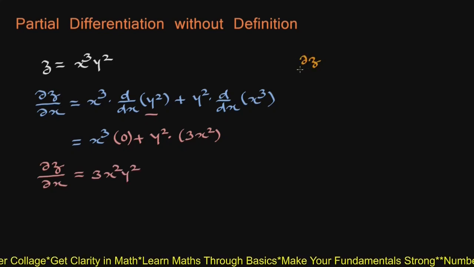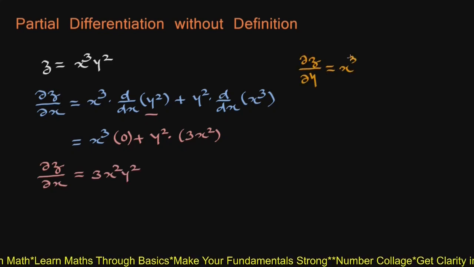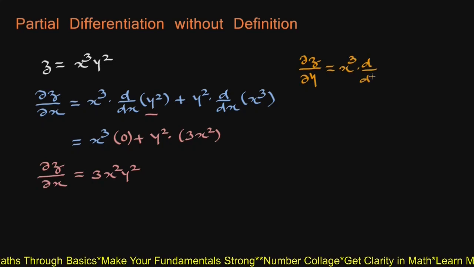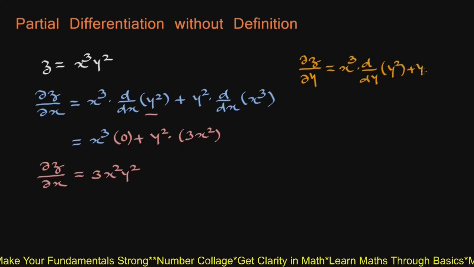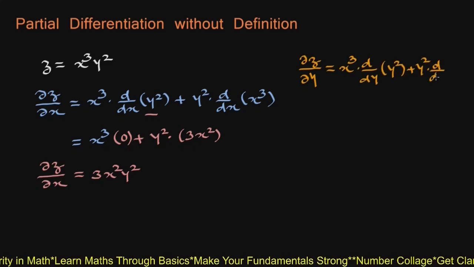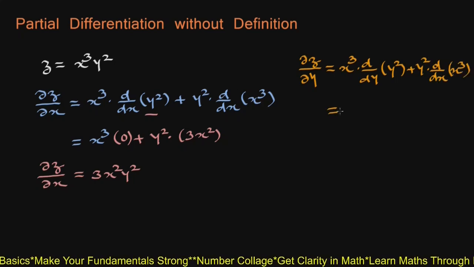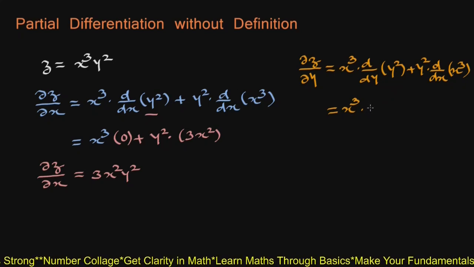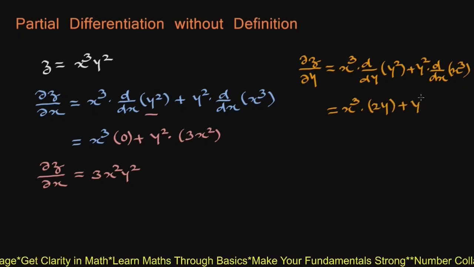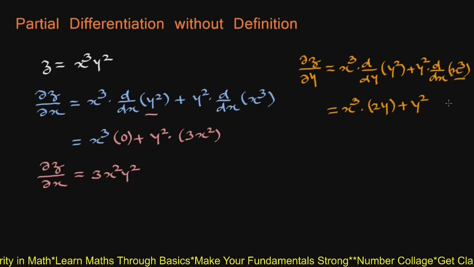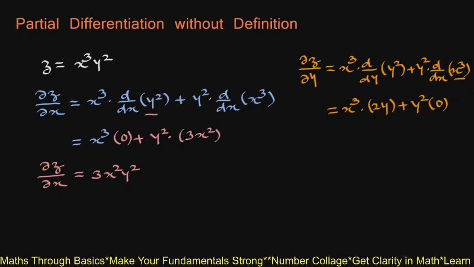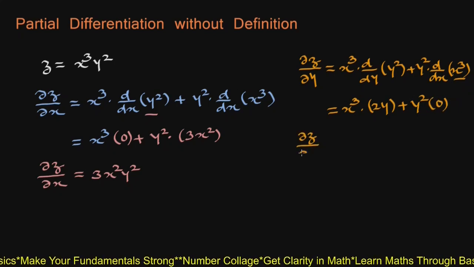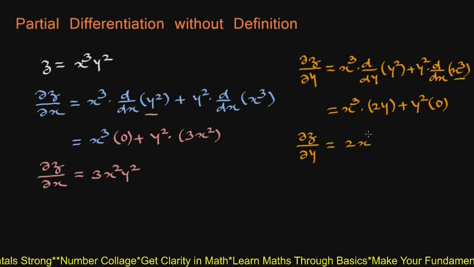Now ∂z/∂y will be x³ into d/dy of y² plus y² into d/dy of x³, which is x³ into derivative of y² with respect to y, 2y, plus y². Here x³ is constant, so its derivative is 0. So we get ∂z/∂y equals 2x³y.